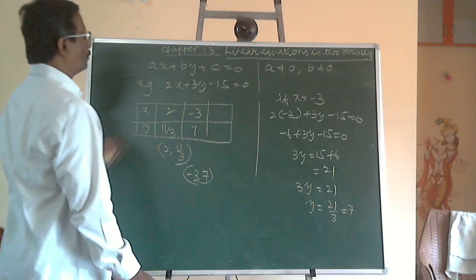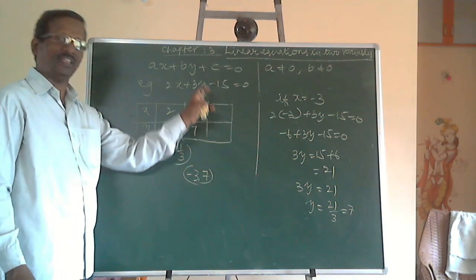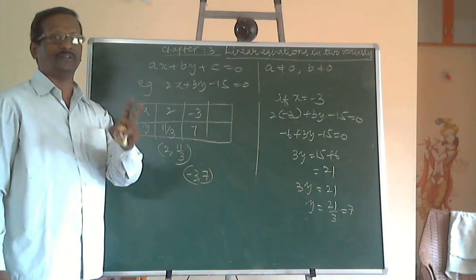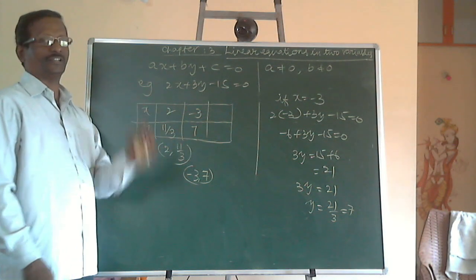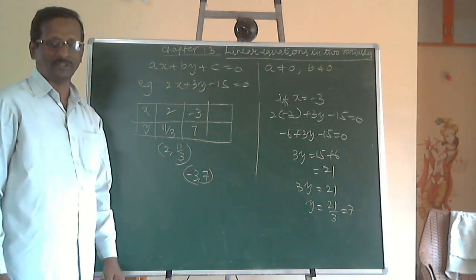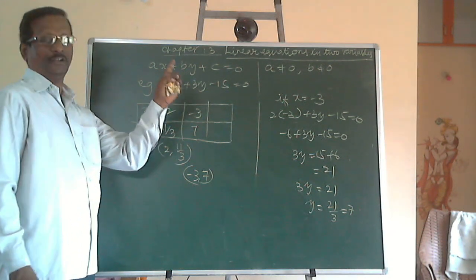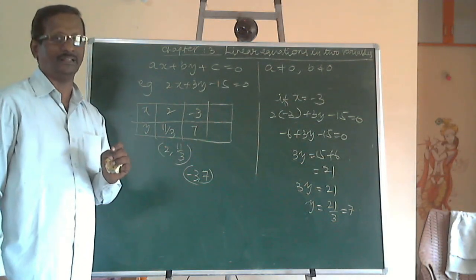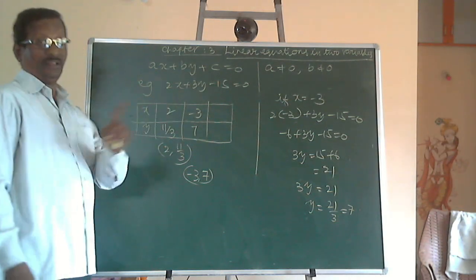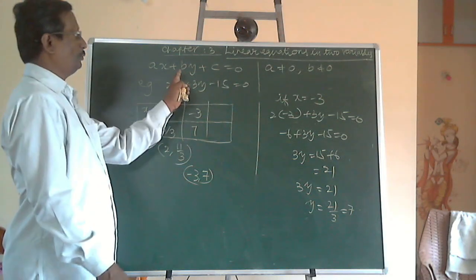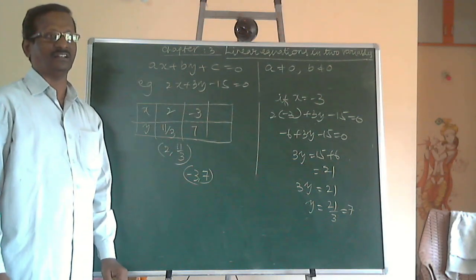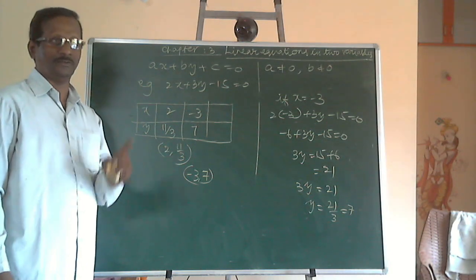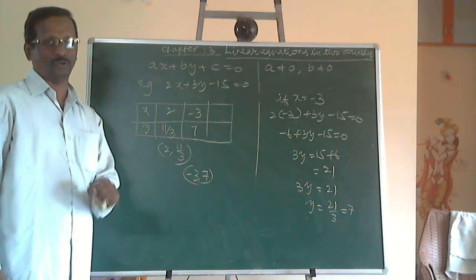Like this, you go on giving different values to x, and every time we will get the corresponding value of y. The x value and y value together are the solution. It's possible to give infinitely many values to x, and every time we will get the corresponding value of y. Therefore, there are infinitely many solutions to the given linear equation in two variables.